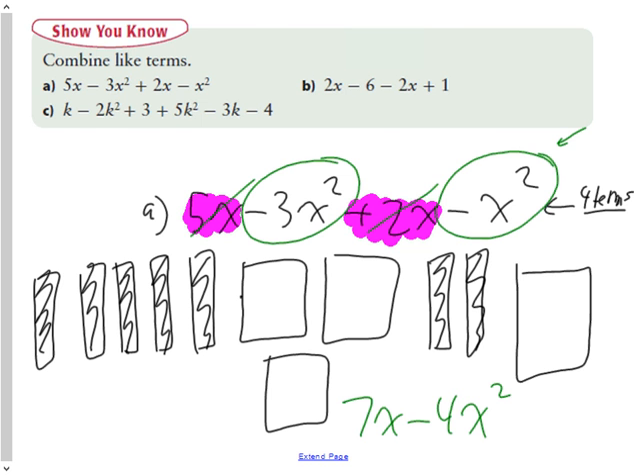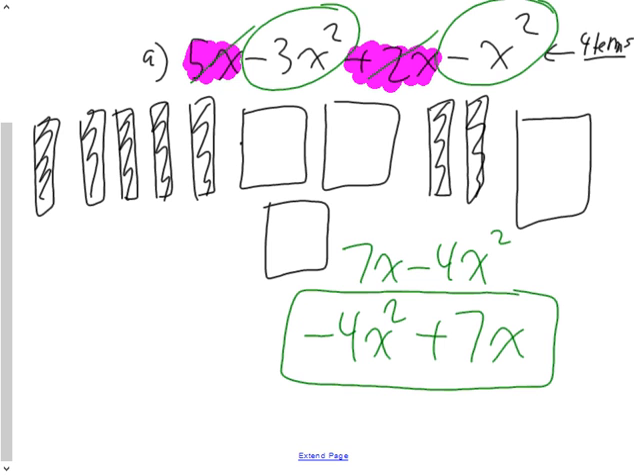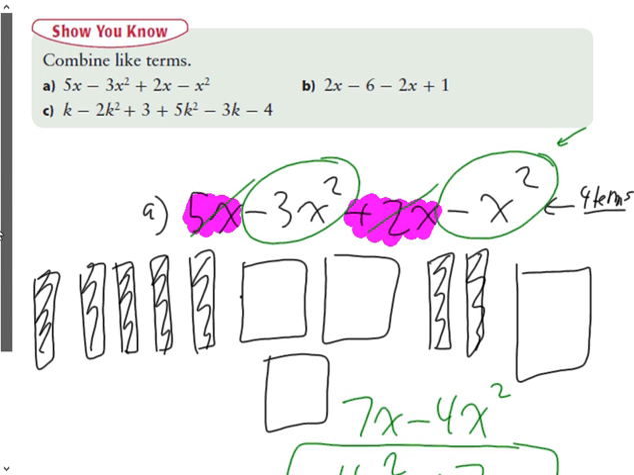And the last thing I'm going to do is look at both of my terms and decide which of the two terms that make up the binomial has the highest degree. It's this one here. So I'm going to rewrite it as the negative 4x squared first. And that 7x is actually positive, so I'm going to rewrite it as positive 7x. And that would be how you would gather the like terms from that four-term polynomial and simplify it by adding the like terms together, or combining the like terms together.